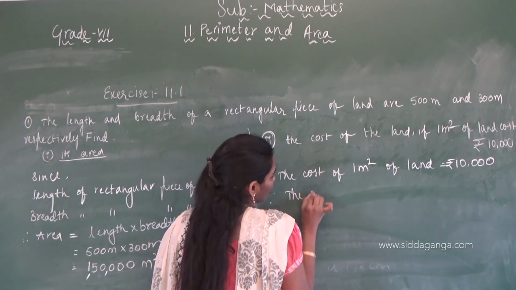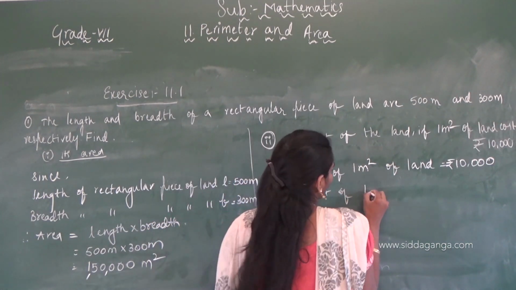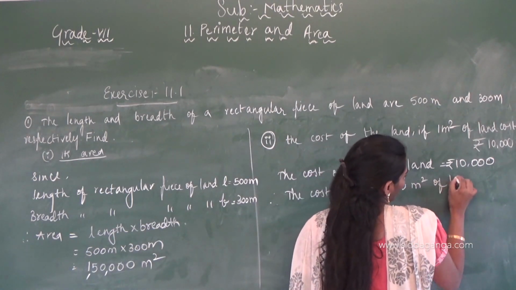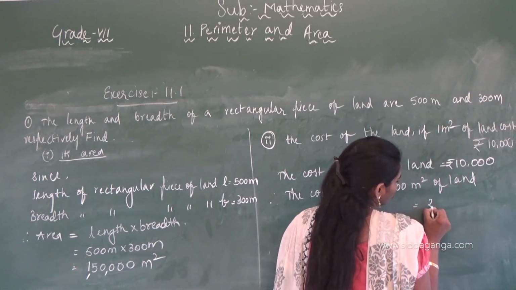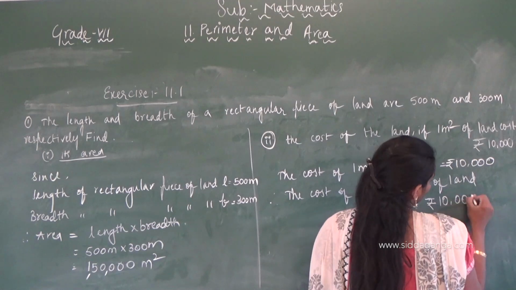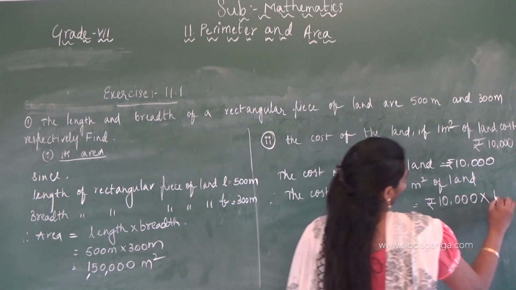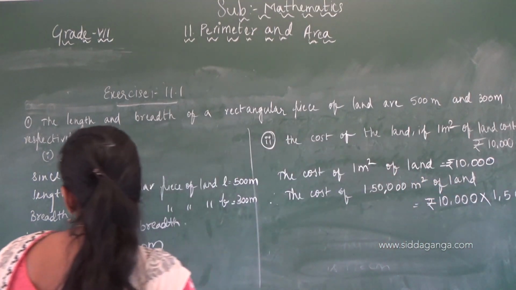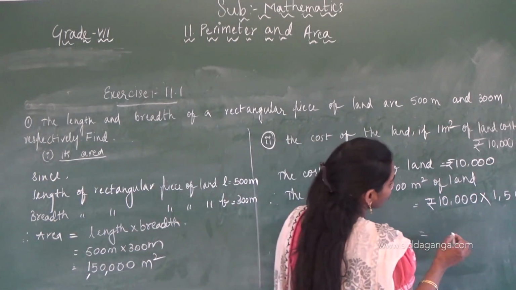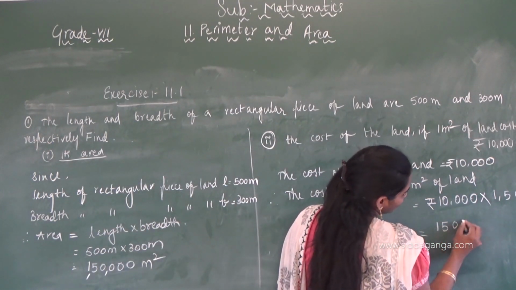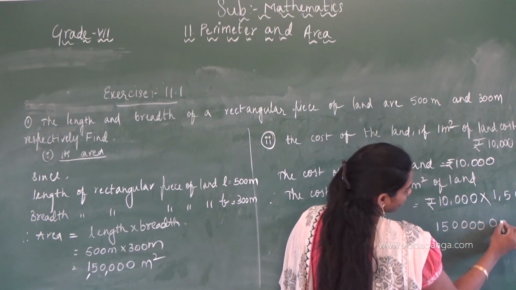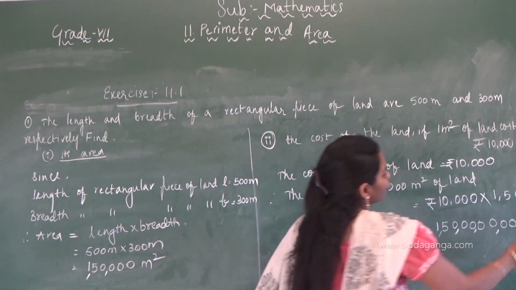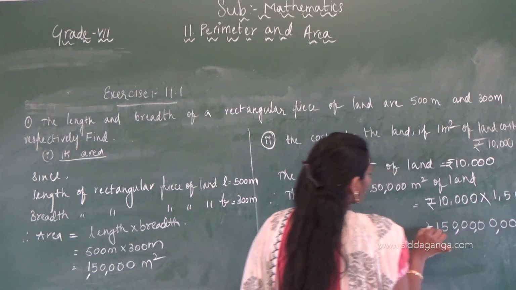Therefore, the cost of 1,50,000 square meters of land equals rupees 10,000 into 1,50,000. That is equals to 15 crore rupees. This will be the cost of the land.